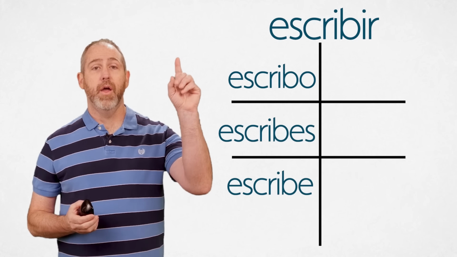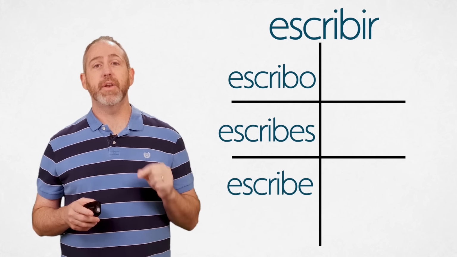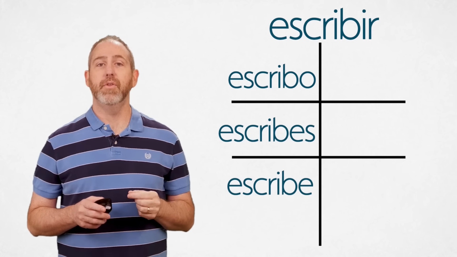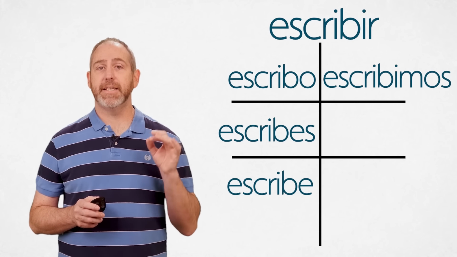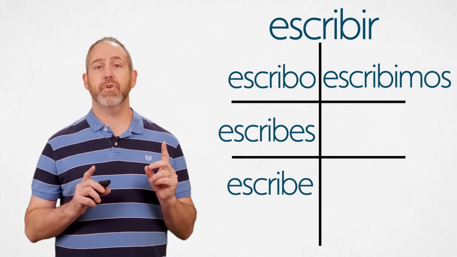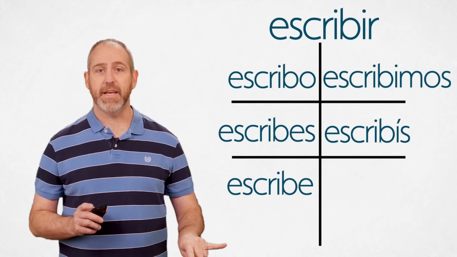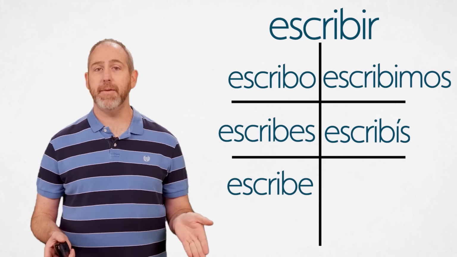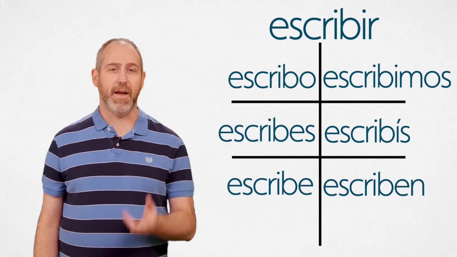All right, now, outside the boot, we're not doing just like ERs, so we're going to have to change it just a little bit. We write, nosotros escribimos. And then the vosotros form in Spain, vosotros escribís. And then, just like ER verbs in the bottom right, escriben. And we got it. Okay, so now we've been able to process.